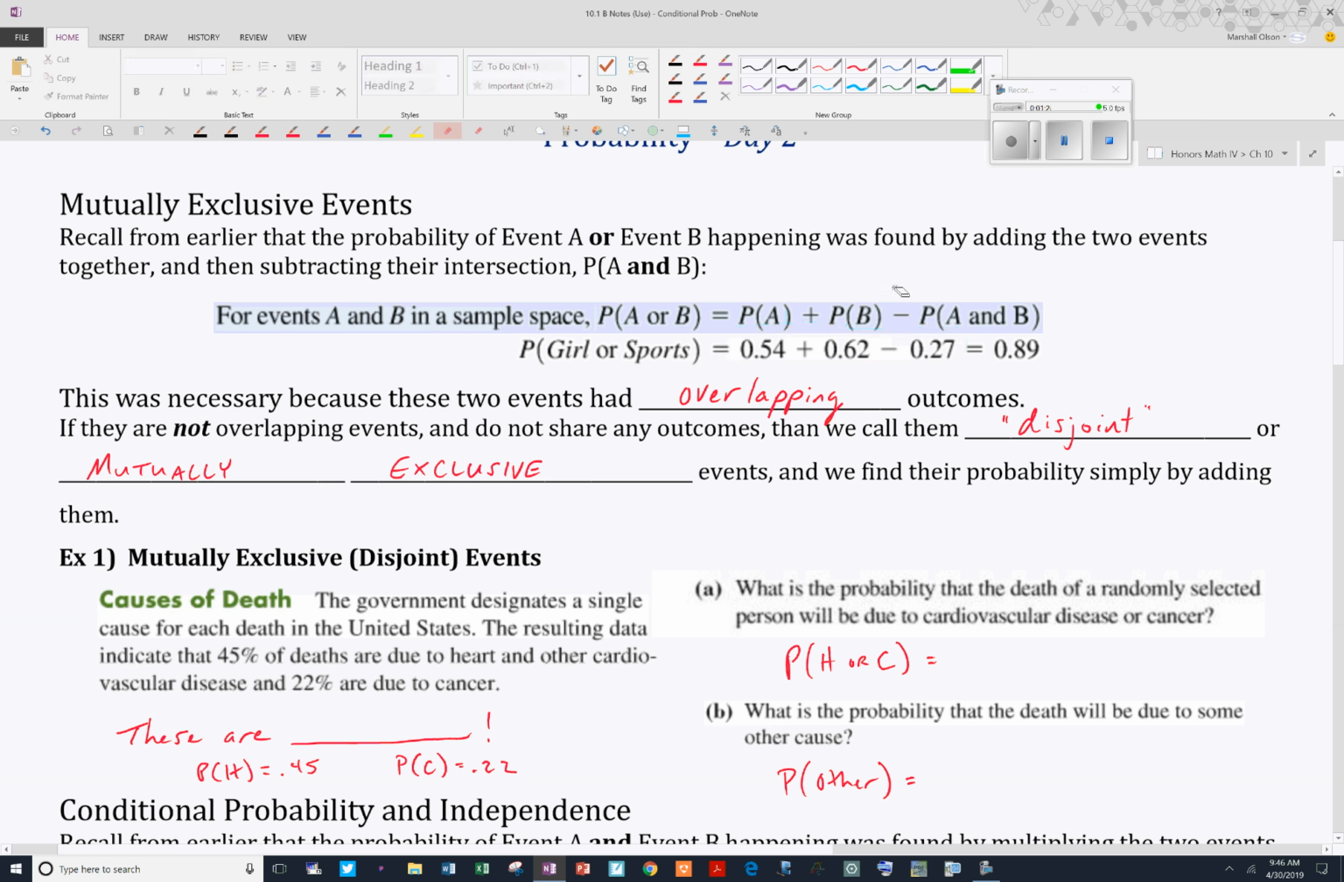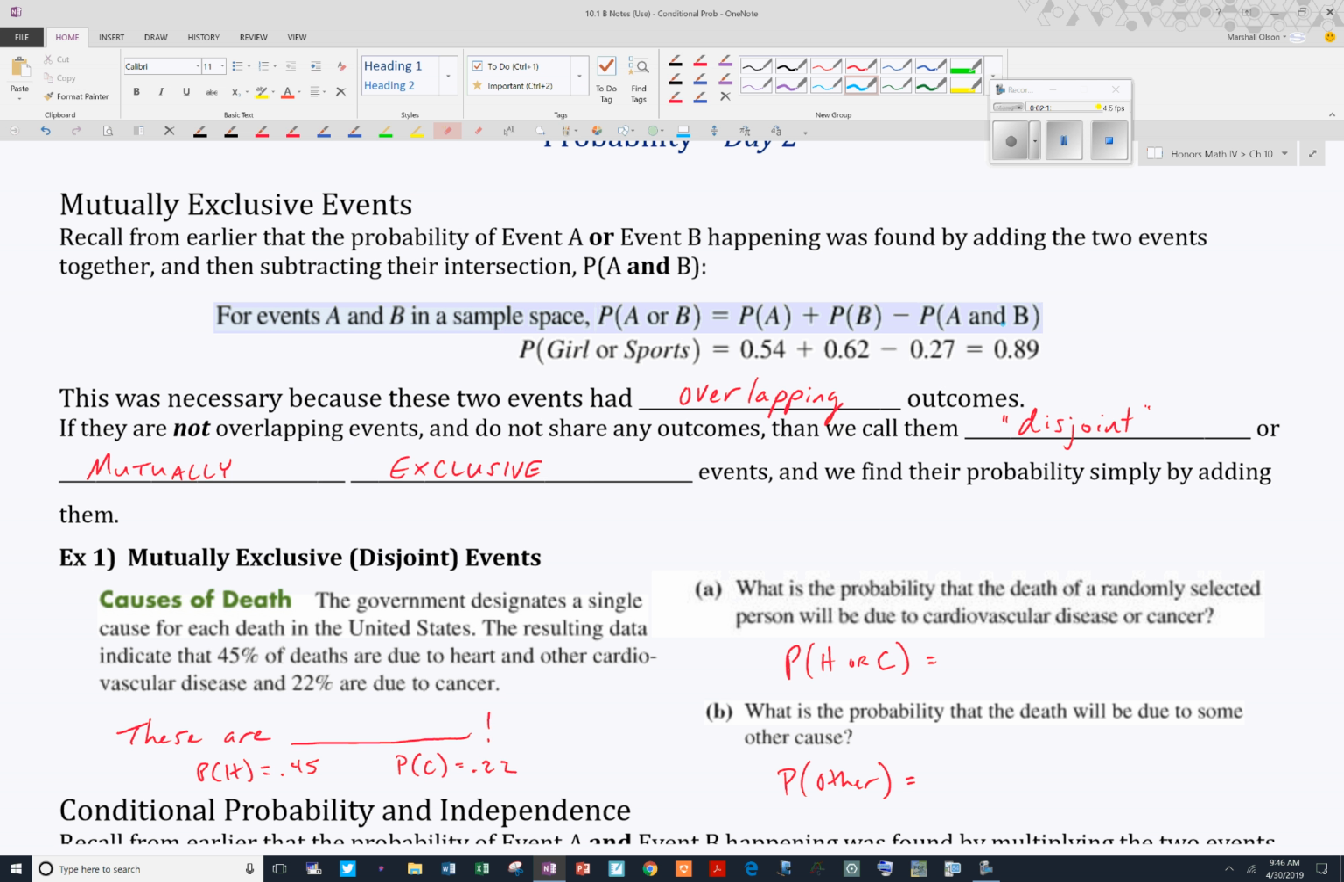The way that we did it with the Venn diagram was we just added the three numbers across in the Venn diagram, right? To me, if you have a Venn diagram, that's the fastest way to do it. But this is how you do it using the formula. It was necessary to subtract that 0.27 because those had overlapping outcomes. They shared outcomes. There were girls at Pascal High School that also played sports. So when we added those two probabilities together, the 0.54 and the 0.62, you are double counting the girls that play sports because they're counted in both categories. So you have to subtract the 0.27 to get rid of that in one of the two categories, whatever you want to consider it.